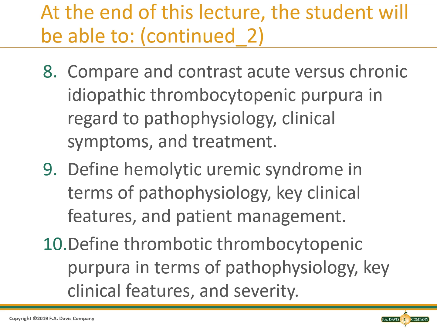Compare and contrast acute versus chronic idiopathic thrombocytopenic purpura in regard to pathophysiology, clinical symptoms, and treatment. Define hemolytic uremic syndrome in terms of pathophysiology, key clinical features, and patient management. Define thrombotic thrombocytopenic purpura in terms of pathophysiology, key clinical features, and severity.